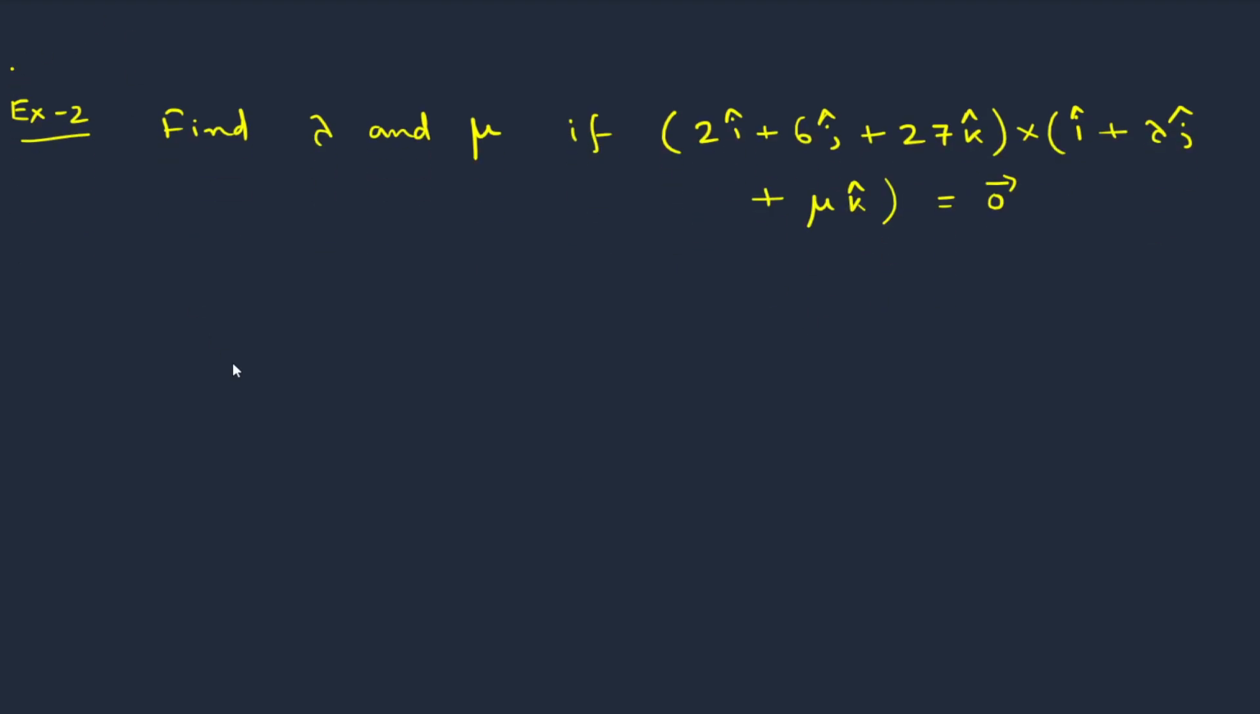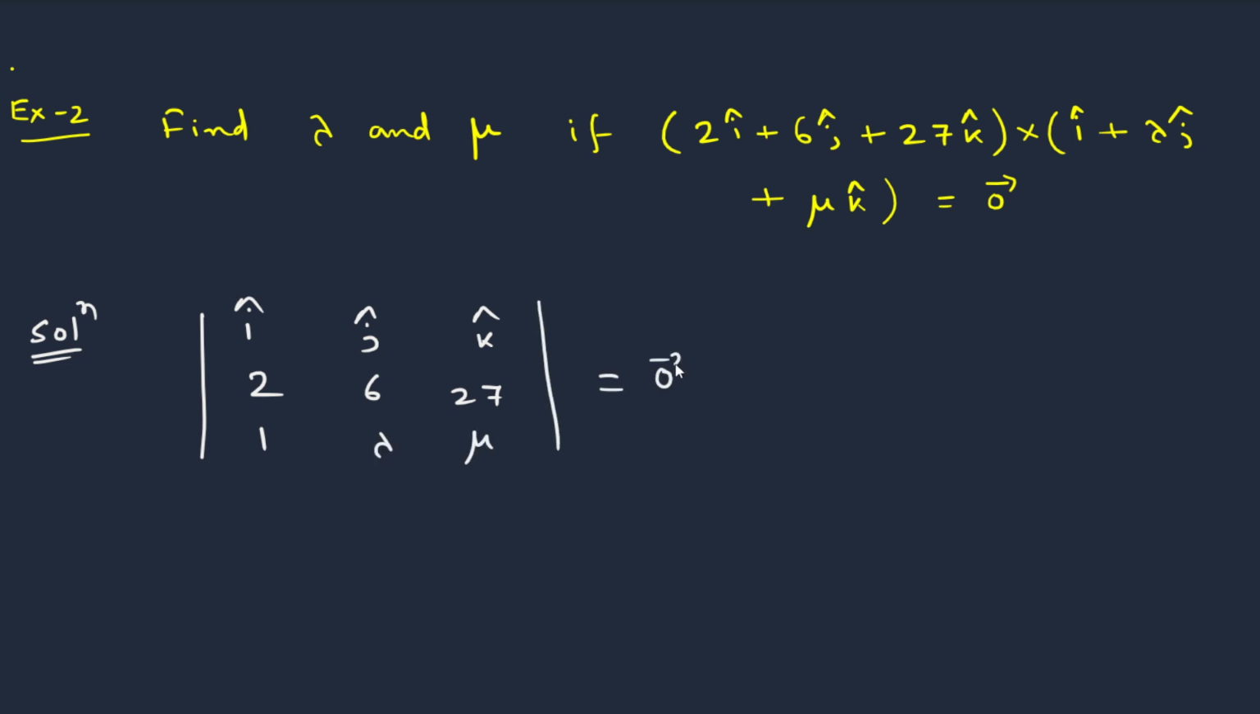Now let us take the second problem. We have to find the value of lambda and mu. See, what is the left hand side? Cross product of two vectors. So to find the cross product of two vectors, what will we write? The first row is i cap, j cap, k cap. Second row will be 2, 6, and then 27. When the numbers are a little bit big, you have to be a little bit cautious. Then 1, lambda, and then mu. The right hand side is 0 bar.